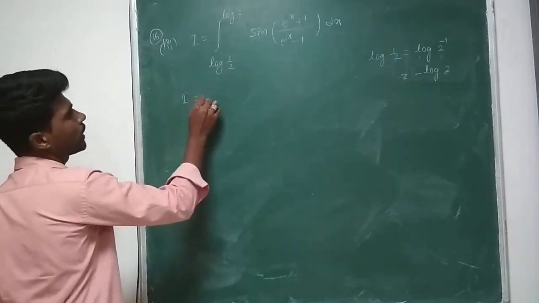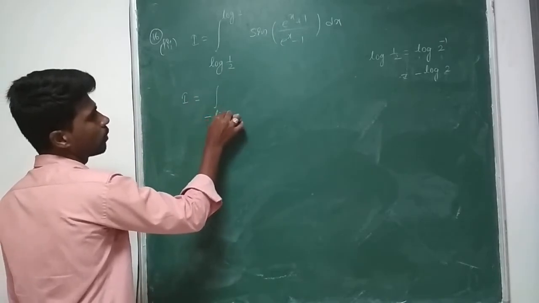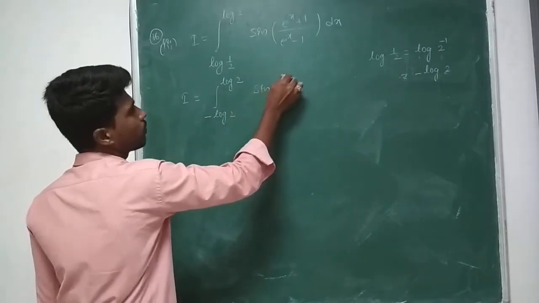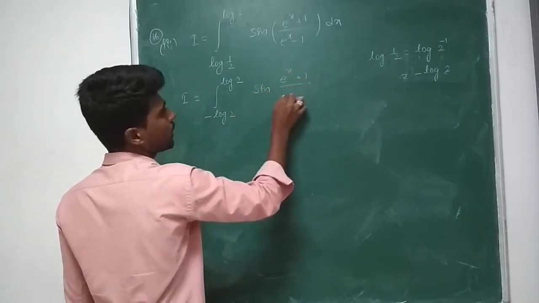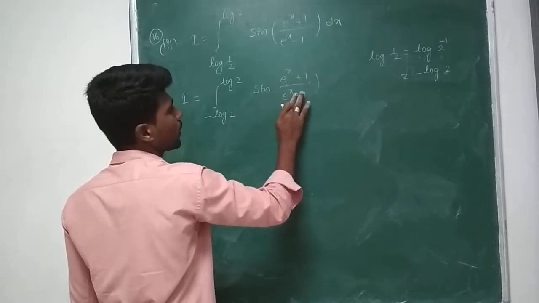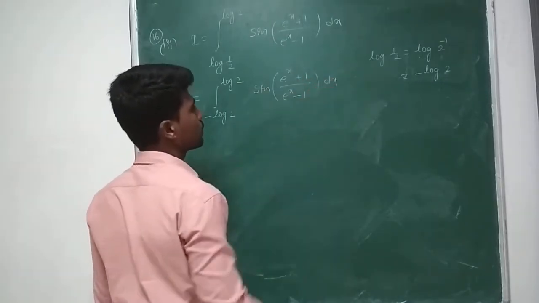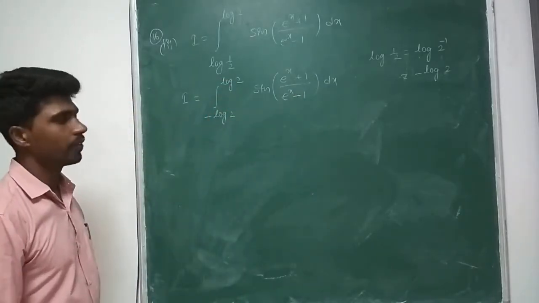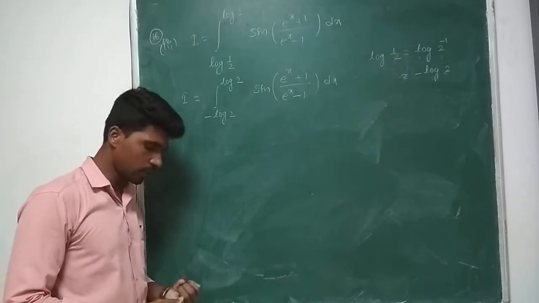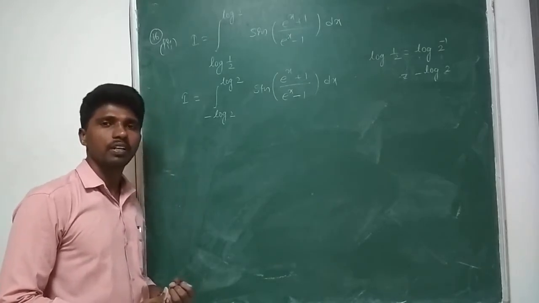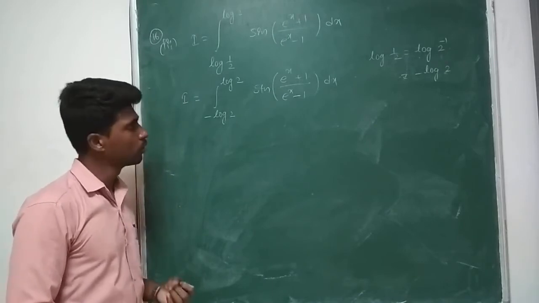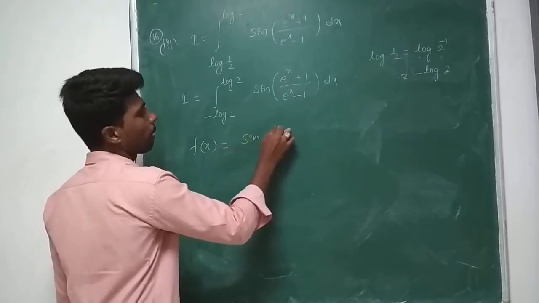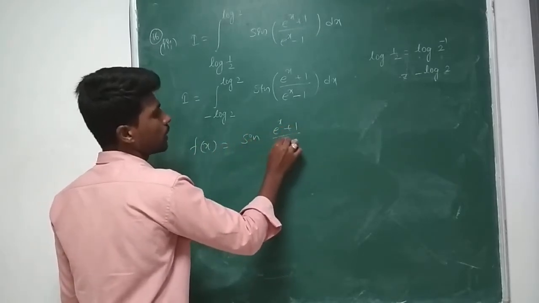Then I get I as integral minus log 2 to log 2 sin of (e power x plus 1) by (e power x minus 1) dx. So now you see this is like integral minus a to a f of x. So if you have it in that form, first and foremost thing I ask you to check is whether the given function is even or odd. So the given function f of x is equal to sin of (e power x plus 1) by (e power x minus 1).